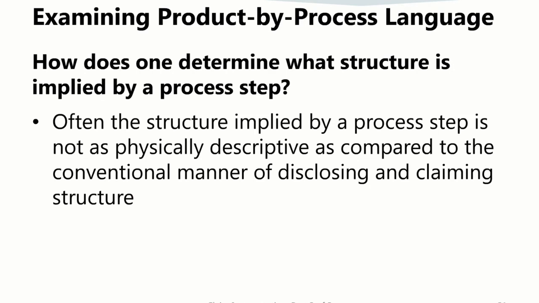Before examining a product by process claim, you will have to determine what structure is implied by the process. This can sometimes be difficult because the structure implied by the process step may not be as descriptive as compared to the usual manner of claiming structure. The best you can do is make sure you understand what the claimed product is and make a decision based upon the knowledge you have in your particular art.